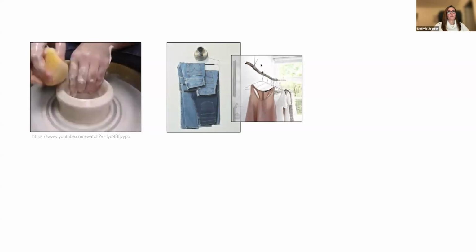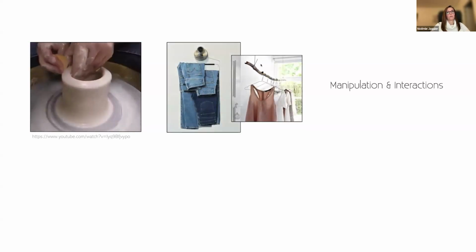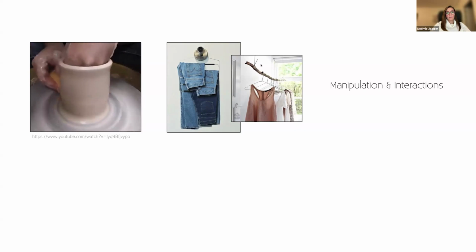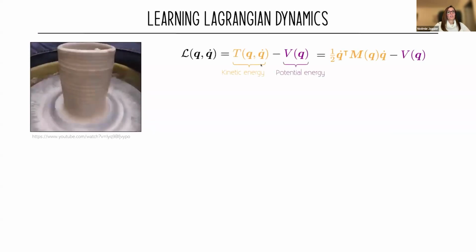Okay, so in this first part, I was talking about how to move the robot body, how to understand how the human body moves. Now I would like to have a look again at the second motivation that I had, which was how we can understand the dynamics of the objects to be able to interact with those objects or to manipulate them. So here, what I would like to talk about a little bit is how we can learn Lagrangian dynamics.